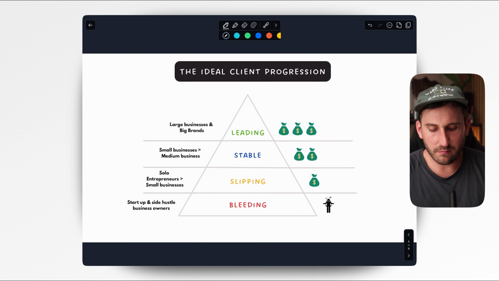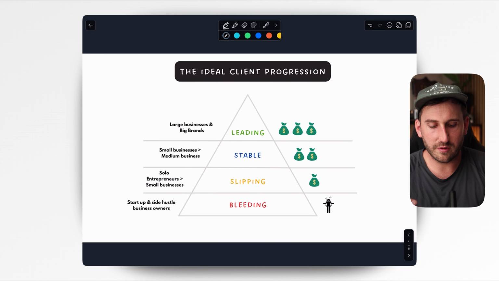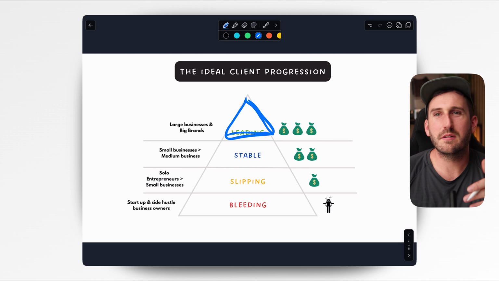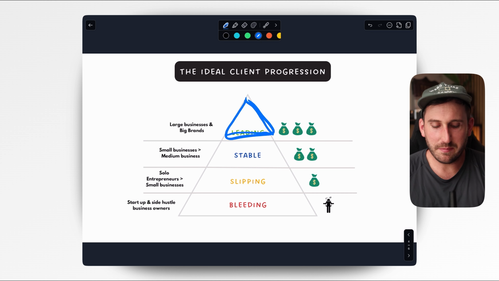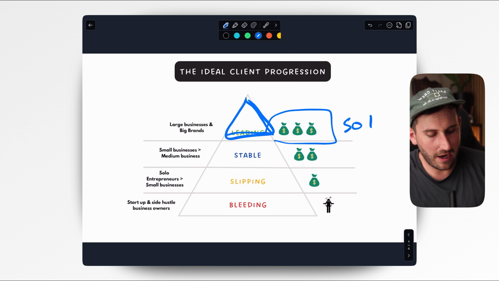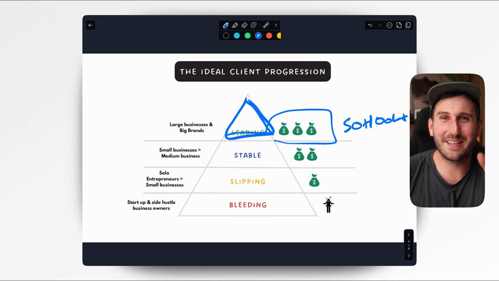The last market we have is the larger businesses and the bigger brands. Now, in an ideal world, this is where you want to get to, right? You want to work with these big brands. This could be like Nike, Apple, Adidas, some of these big clothing brands, big businesses. These businesses have a lot of money and they will drop 50 to 100K plus just on videos. Now, that sounds cool when you think about it.